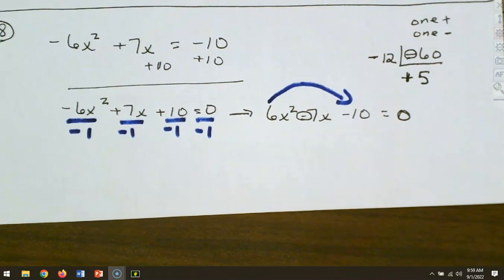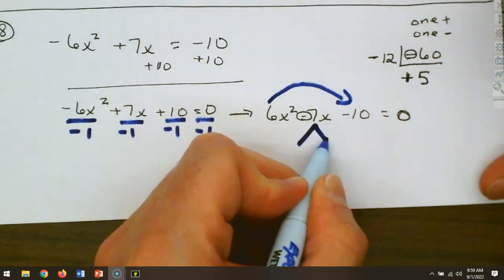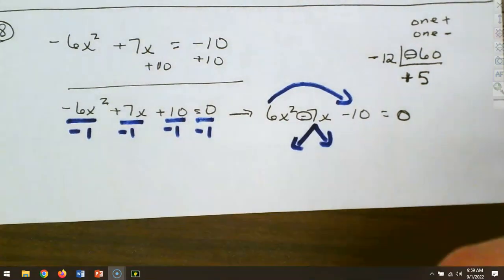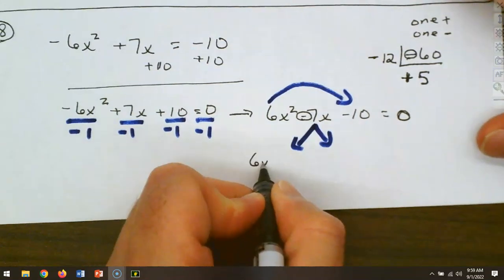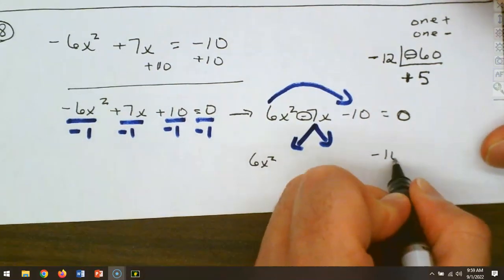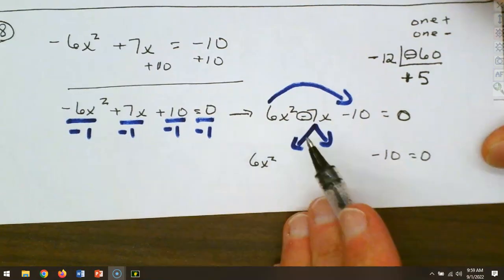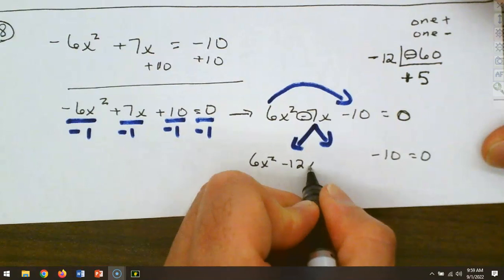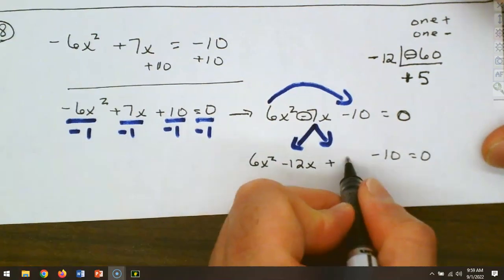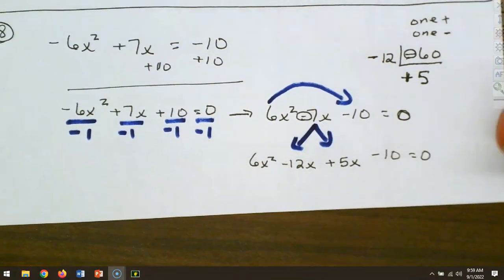Now, once you've gotten to this point, what do we need to do? Well, it begins with that 6, so we can't just jump to our factors. So what's our next step going to be? We split up that middle. And we keep the 6x squared over here, and we keep the minus 10. And what does that minus 7x split up into? A minus 12x and a positive 5x.